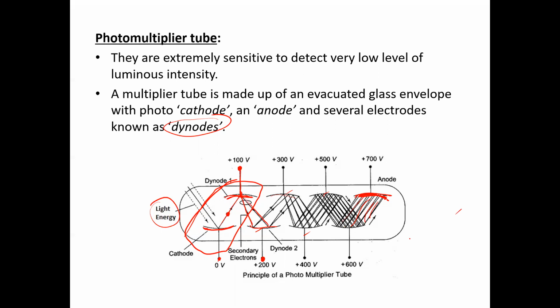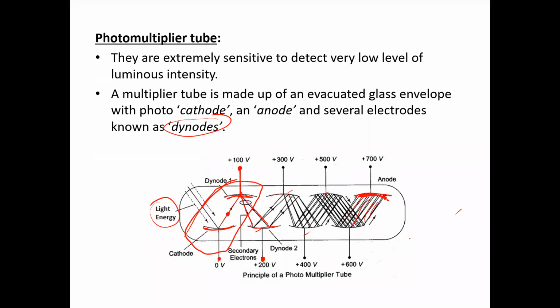Depending on the appropriate applied voltage at each dynode, 3 to 6 secondary electrons can be emitted for every primary electron striking the dynode. These secondary electrons then generate even more electrons from the subsequent dynodes, and in this way the sensitivity of the device can be increased as the number of electrons increases.